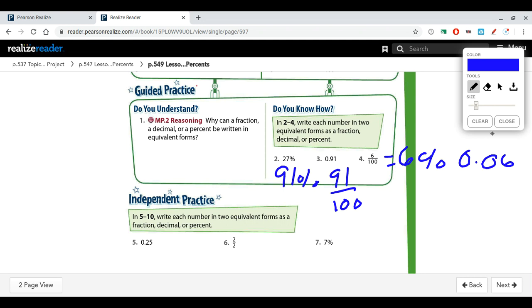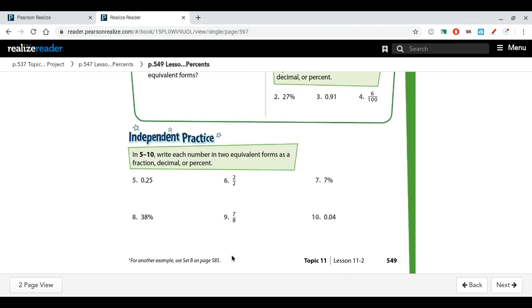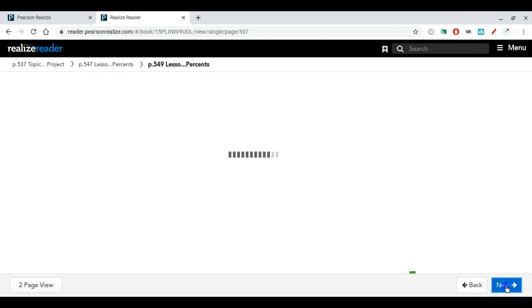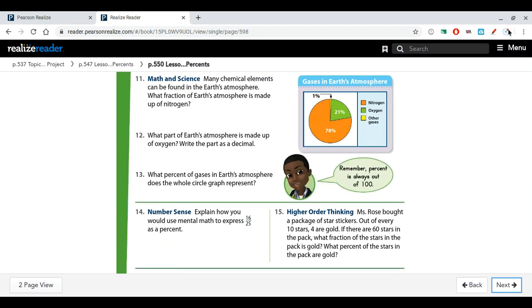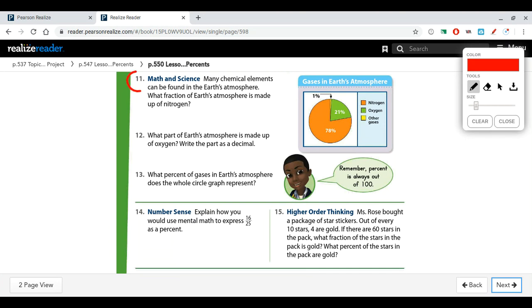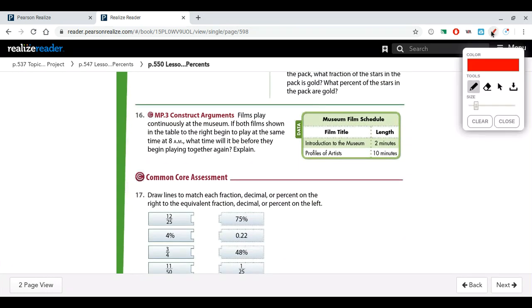So for your independent practice, I would like for you to do problems 5 through 10. So you're going to do all of problems 5 through 10. And then for your mathematical practices and problem solving, I'd like for you to do the following problems. I'd like for you to do 11, 12, 13, and then 15. And I'd like for you to do 17. So the last problem I would like for you to do is problem number 17. So you are not doing 14 or 16 in your math practices and problem solving.